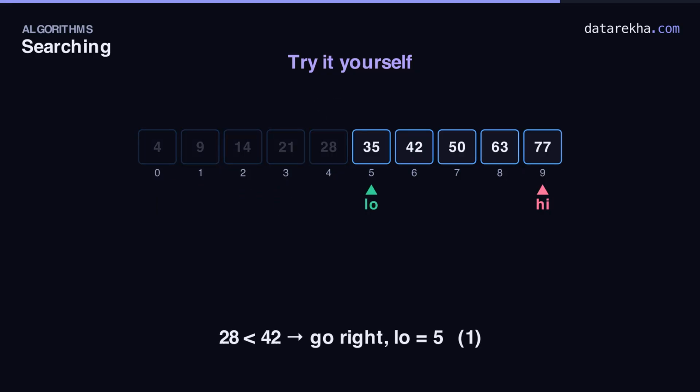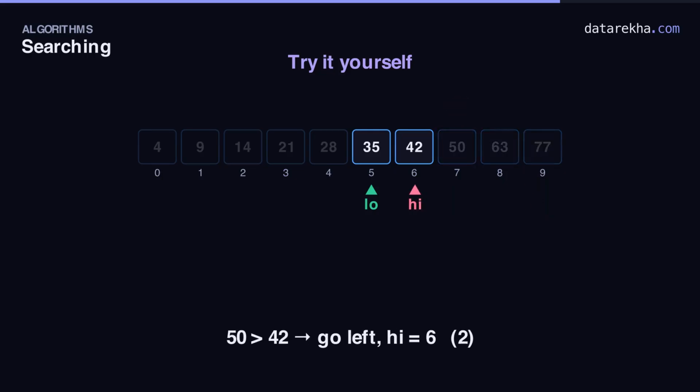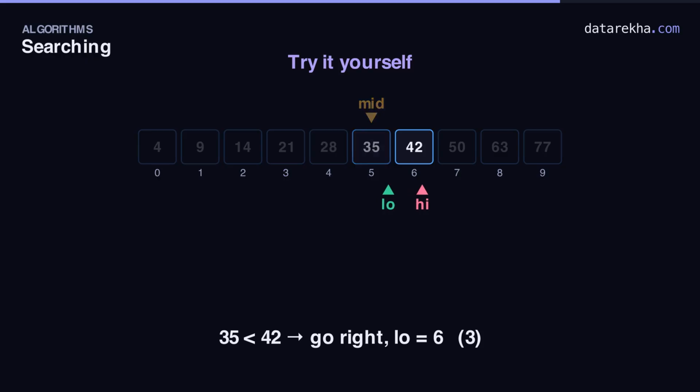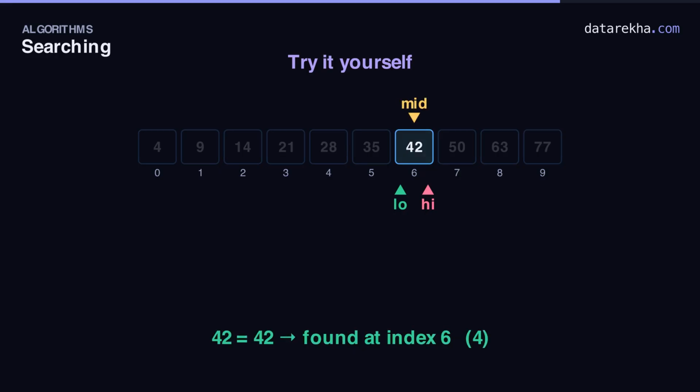Low 0, high 9, middle 4 holds 28, which is less than 42. Go right, low becomes 5. That is comparison 1. Middle of 5 and 9 is 7, holding 50. Bigger than 42. Go left. High becomes 6. Comparison 2, middle of 5 and 6 is 5, holding 35. Still less than 42. Go right. Low becomes 6. Comparison 3, now low and high both point at 6. Middle is 6 and box 6 is 42. Found. At index 6 in exactly 4 comparisons. If that's what you got, you have truly understood binary search.